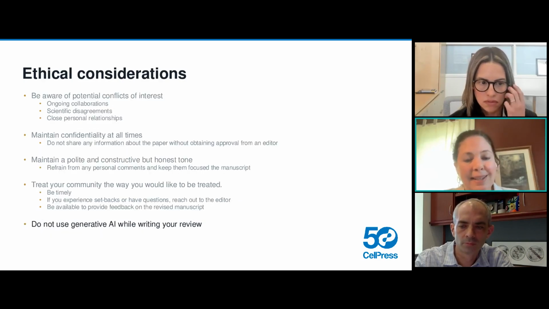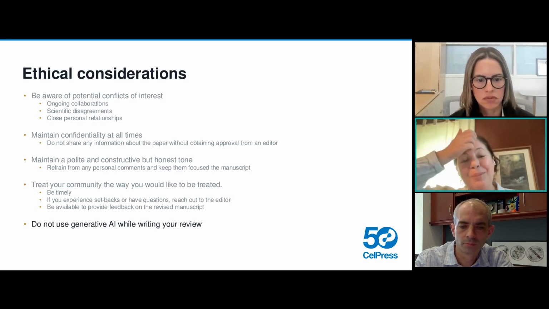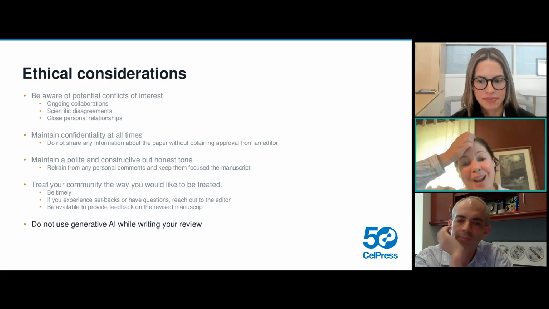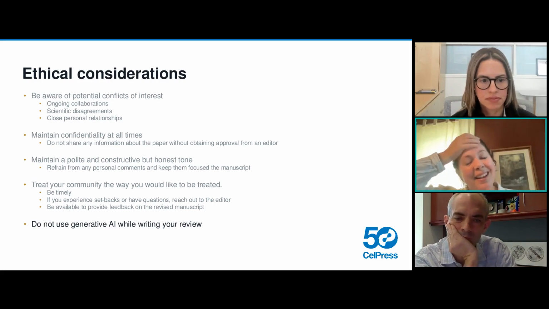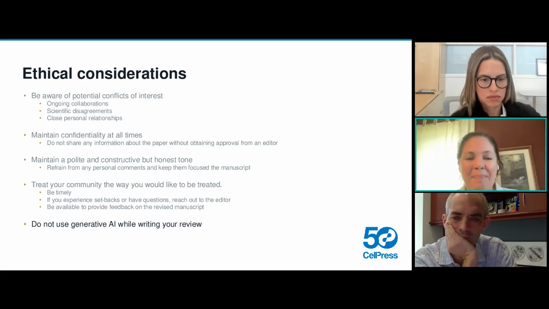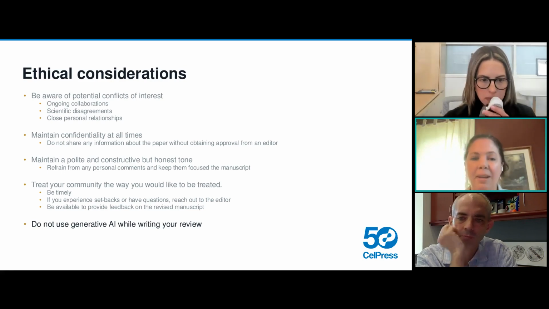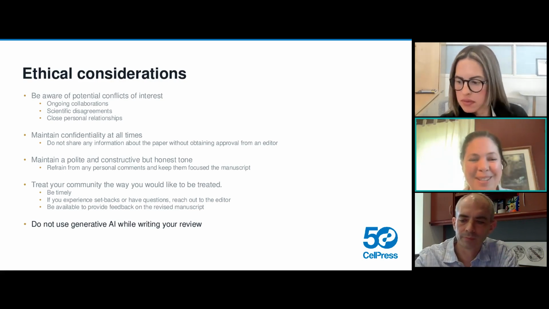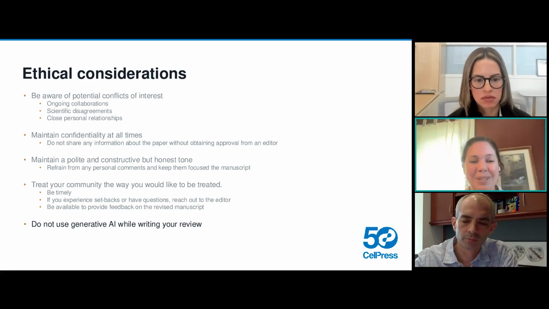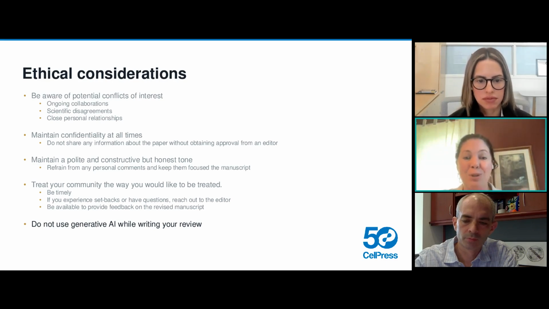And lastly, and this is a relatively new concern, we now have generative AI, and it's available to everyone. And we do not allow generative AI to be used in the preparing or review of a manuscript. There are a few different reasons for this. The first is that if you use it, you don't know if that confidential information will then be used to train something in the future. It may no longer be confidential. It's unknown what's going to happen with that.